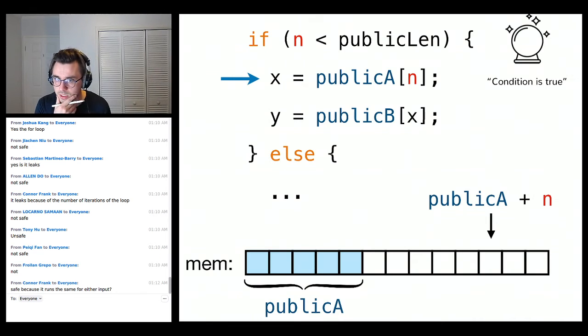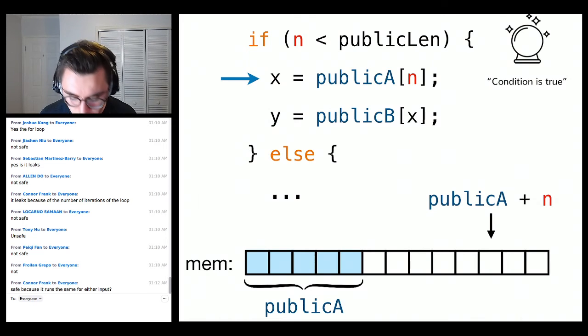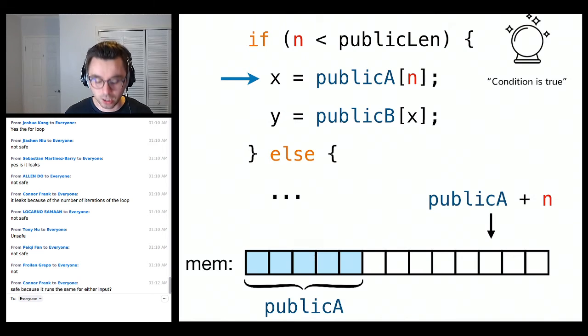But suppose, after I've trained the branch predictor to take this true, I instead give it a bad n. I give it an n that actually happens to be greater than the length of public A.